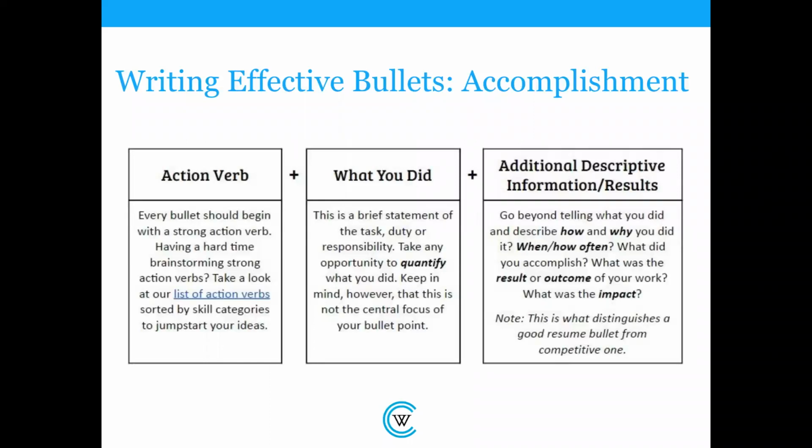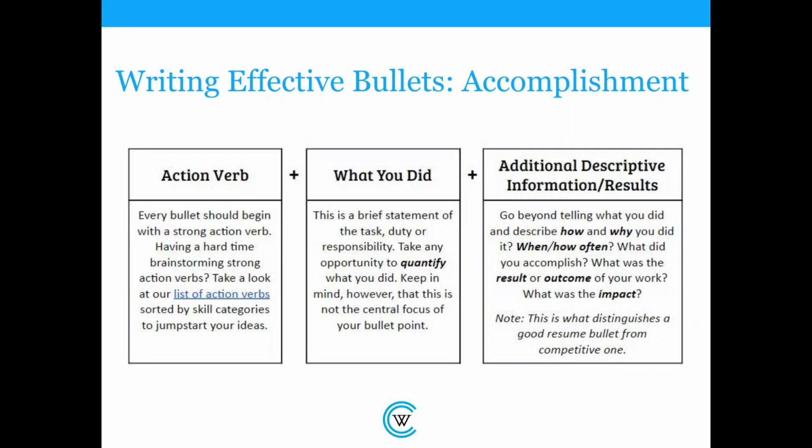In order to write effective resume bullets, again, we want to get to those accomplishment statements. So you want to start with a strong action verb. And again, that list is available on our online resources. You next want to think about what you did and provide a brief statement about the task, duty, or responsibility. This is also a great opportunity to quantify what you did. So if you have any data or statistics or percentages that showcase the results of your work, this is a good time to include those.